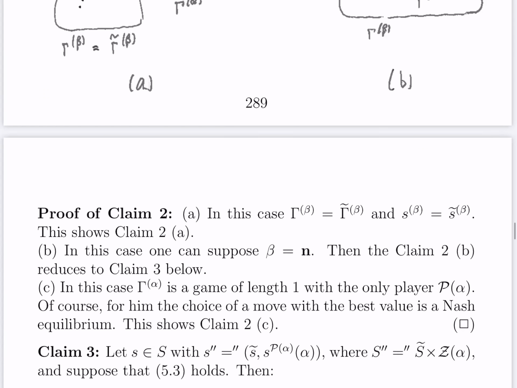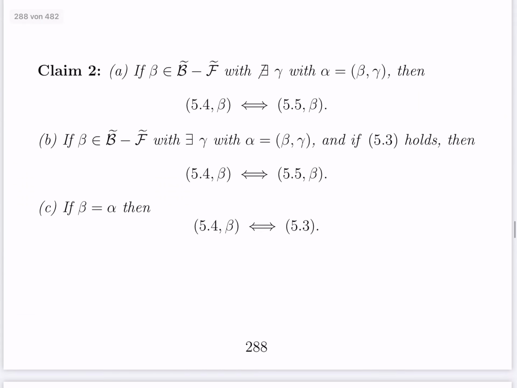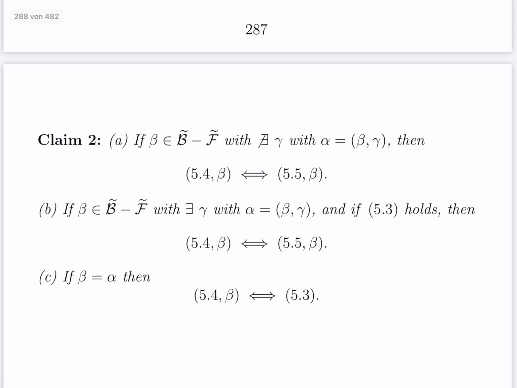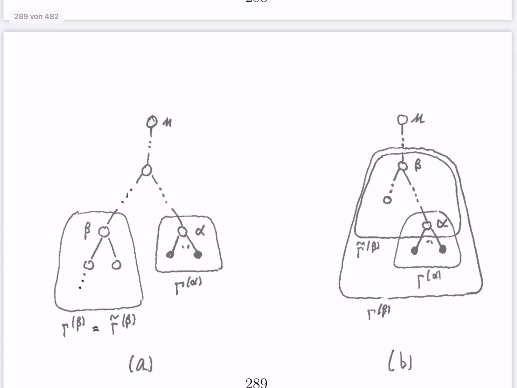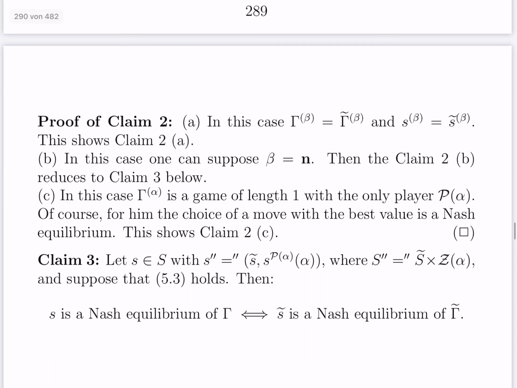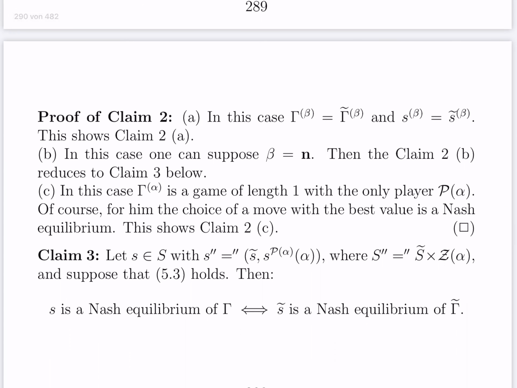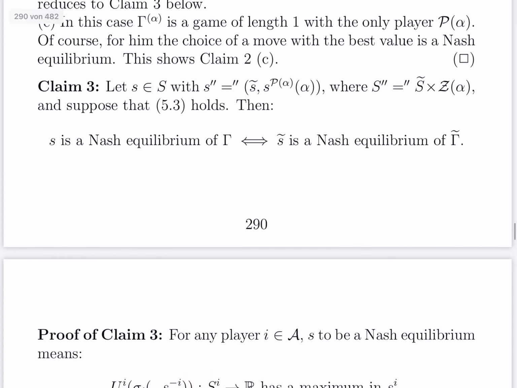So this, I scroll back, is precisely what claim 2b says in the case of this subgame which starts at beta. 5-4 beta means Nash equilibrium of the full game, gamma beta, and 5-5 beta means Nash equilibrium of the restricted game, gamma tilde beta. Here I show also again the picture. So here in the picture we just forget everything which is above beta in claim 3. So the only thing which we have to do is to prove this claim 3, but there is still some work to do.